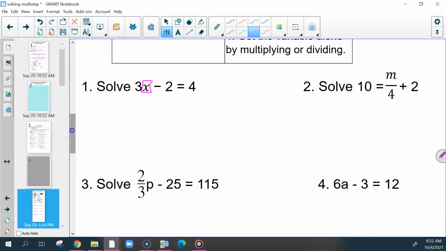It has a negative, so we need to do the opposite. So we're going to do what to get rid of the 2? Add it to the other side. Then to get x by itself, we would do what? Divide by 3, and we get 2. Remember, anything next to one another, they are multiplying. We just don't see that dot or parentheses.